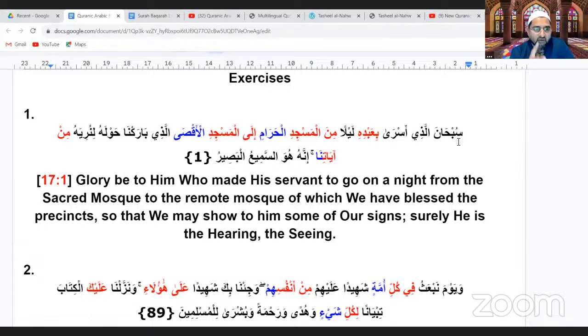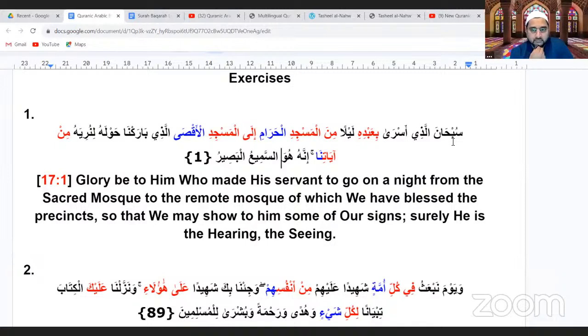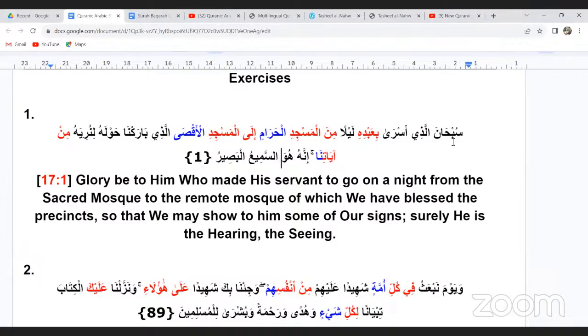Now, the reason why I chose this, let me explain. Sister Elia, can you read the whole ayah, and then I'll explain and translate as well. Bismillahir Rahmanir Rahim. Subhanalladhi asra bi abdihi layla min al-masjid al-haram ila al-masjid al-aqsa alladhi barakna hawlahu linuriyahu min ayatina innahu huwa al-sami al-basir.